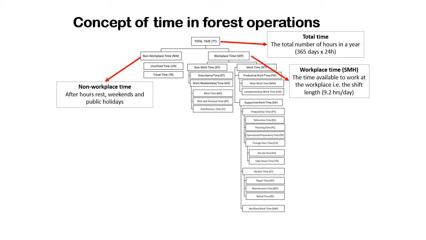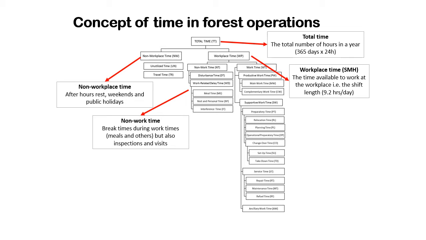We have workplace time. This is the time available to work at the workplace. In other words, the shift length. We can schedule the shift length to be anything between 8 and 12 hours, if not longer, depending on how legislatively you work. We have non-workplace time. These are break times during the work times, meals or others, but also inspections and visits that can affect the time available to work with interruptions of the productive work time.